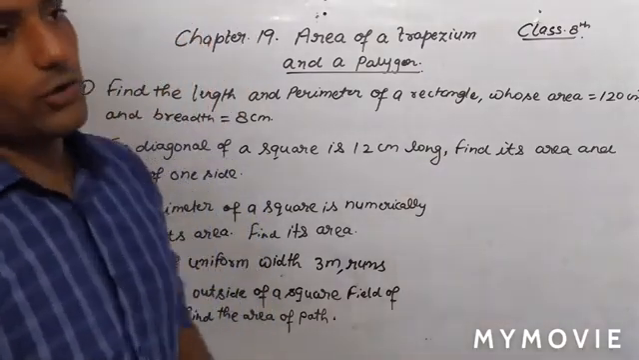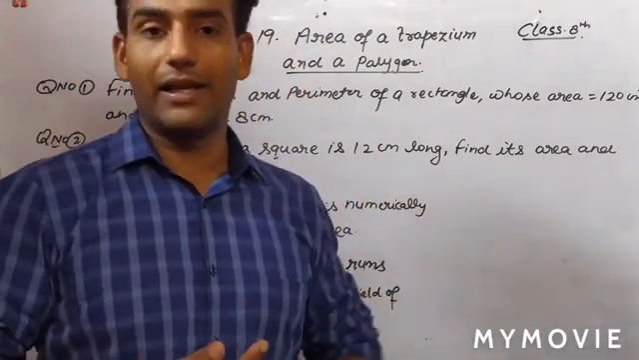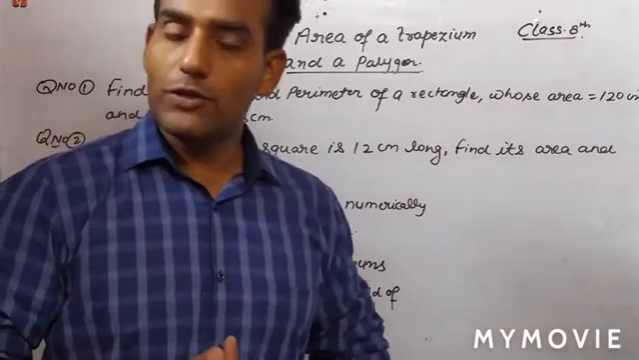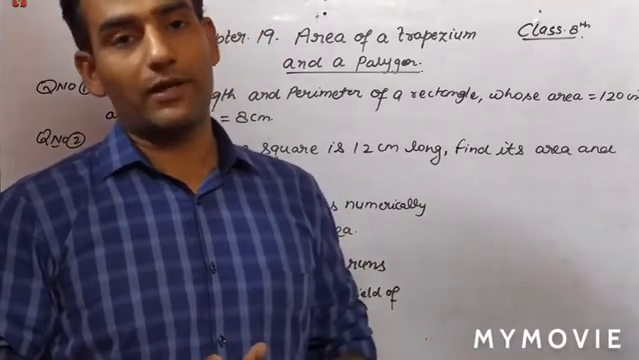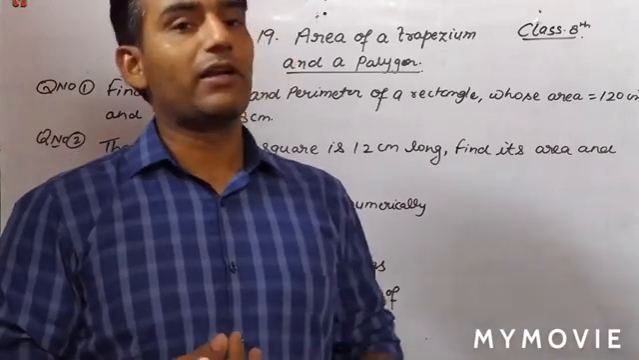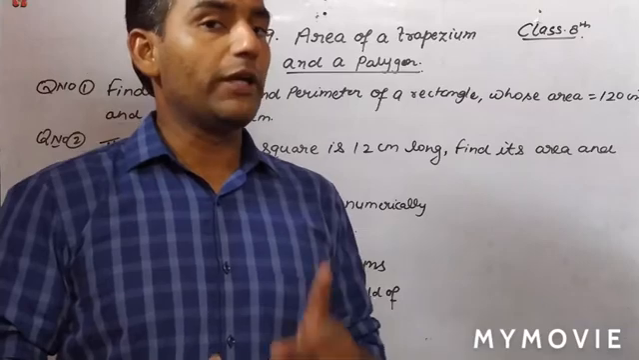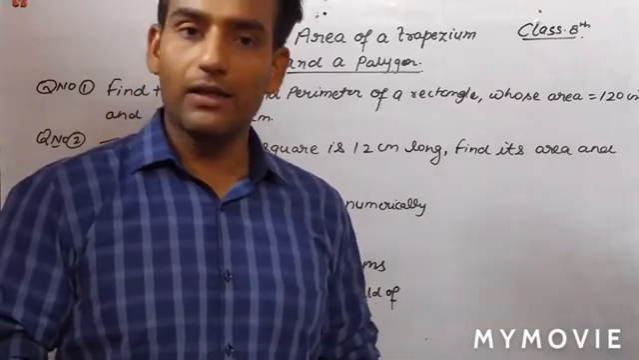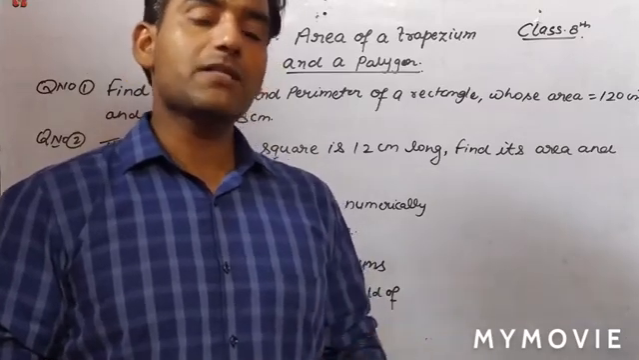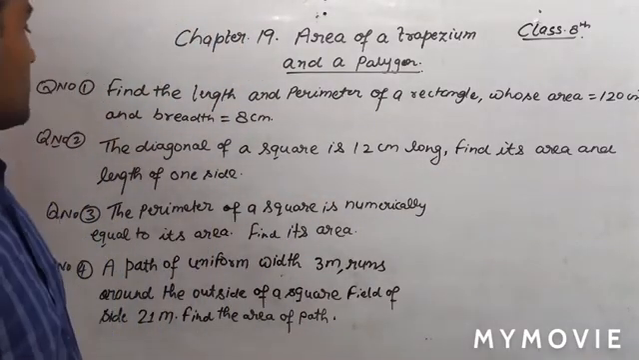Now we all know area of square is equal to side into side, area of rectangle is length into breadth. Perimeter of square is 4 into side, perimeter of rectangle is 2(l plus b). And most important, diagonal of square is under root 2 into side. Remember that. Diagonal of rectangle is under root l square plus breadth square. Okay. Now, I have written some questions.